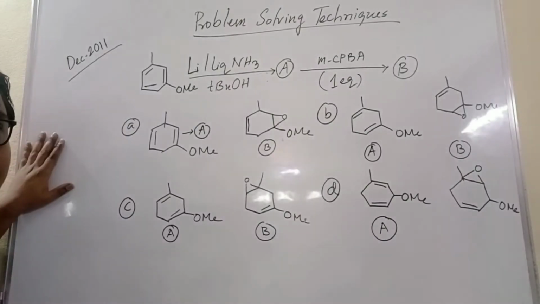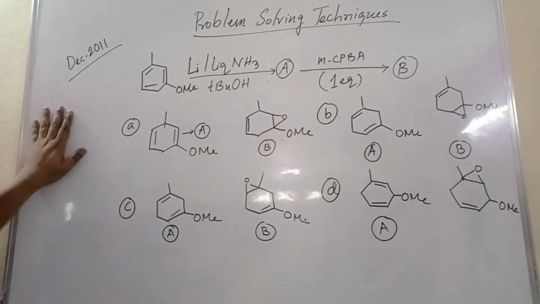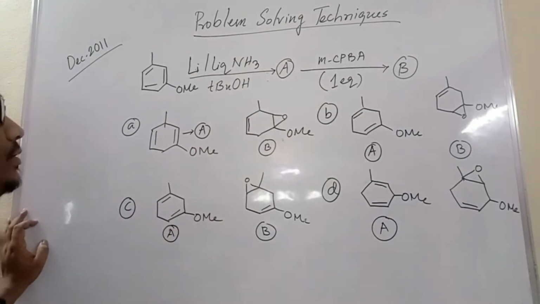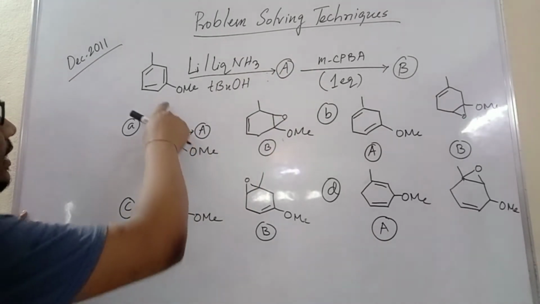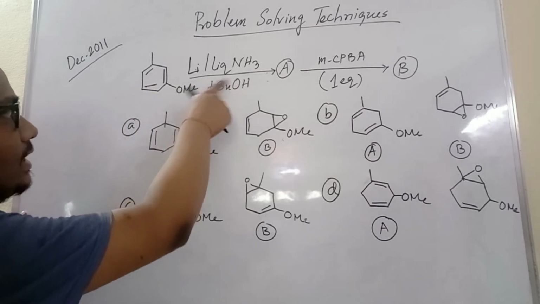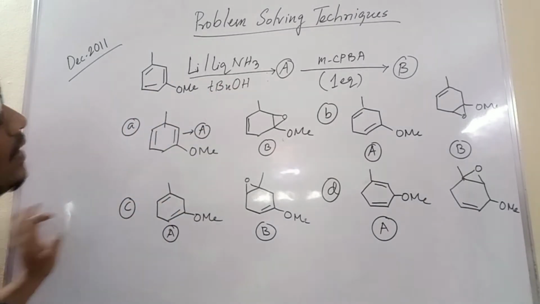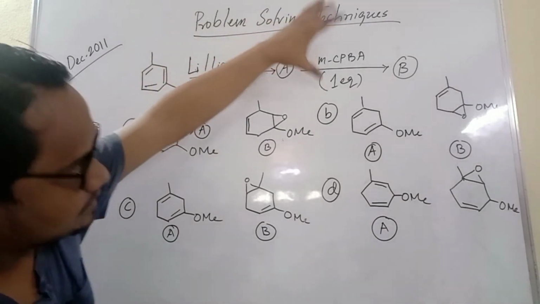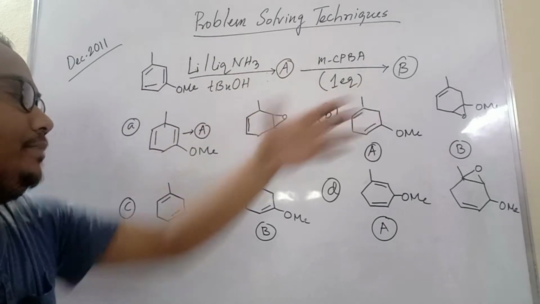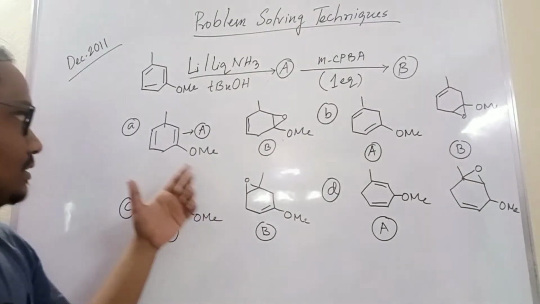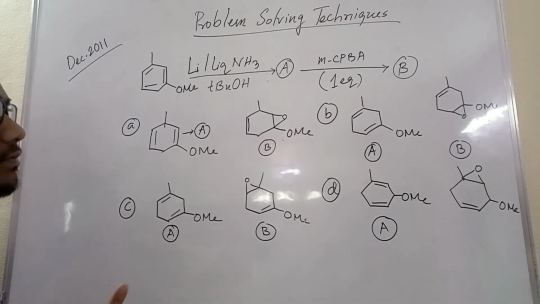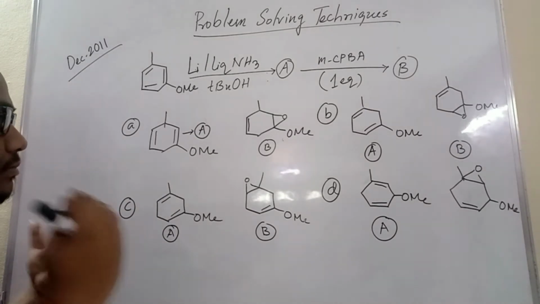It came in the December 2011 NET exam. See here, this is the reaction scheme and the reagents used. Here on this aromatic ring they use lithium, liquid ammonia and tertiary butanol, and they use MCPBA. You know MCPBA. In this condition you have to get A and B, and there are 4 options, A, B, C, D. You have to identify which one is the main answer.